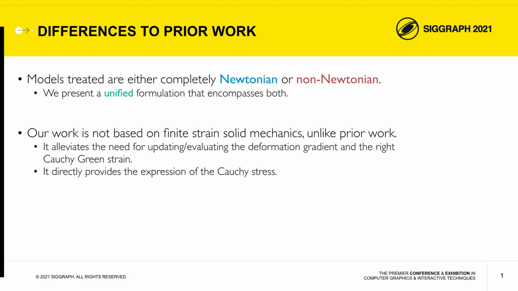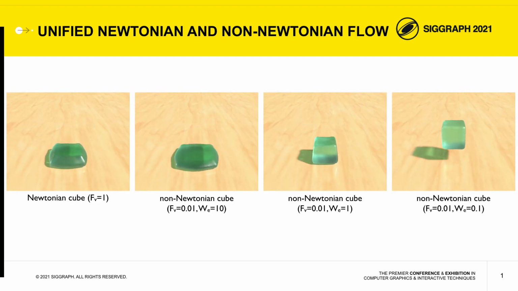In contrast to prior work that focuses either completely on Newtonian models or non-Newtonian models, our work presents a unified formulation for simulating both. Also, our work is not based on finite strain solid mechanics, unlike prior work. Thus, it alleviates the need for updating or evaluating the deformation gradient tensor and the right Cauchy-Green strain. Moreover, it directly provides the expression of the Cauchy stress. Our method can simulate both Newtonian and non-Newtonian liquids by appropriately changing parameter values.